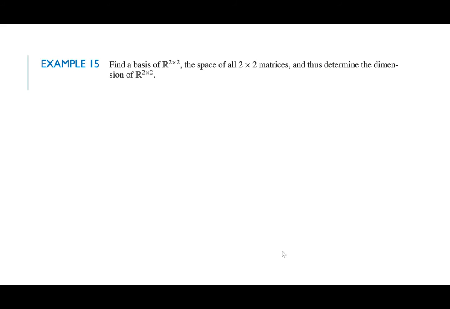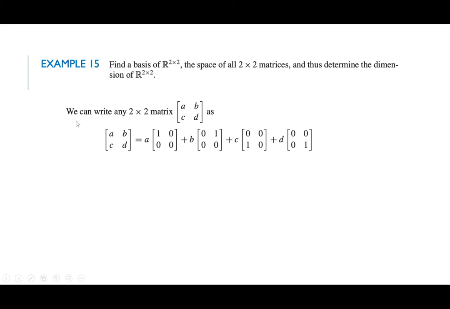Moving on. All right, let's do something that's interesting because it's linear algebra, but we're looking at it in a different light. So this example says, let's find the basis of R 2 by 2. And this is just shorthand notation for the space of all 2 by 2 matrices. And so they say, all right, find a basis and determine its dimension.